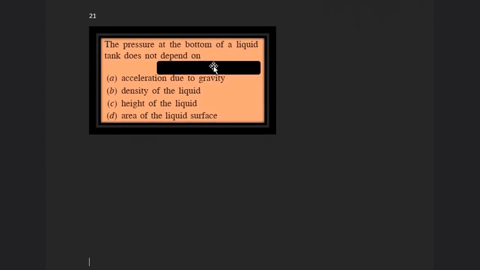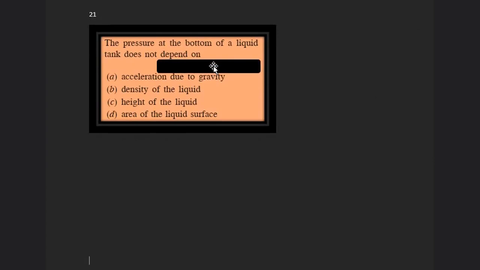Moving into question number 21 now. The pressure at the bottom of a liquid tank does not depend on, yes, think of the equation. P equals h rho g: h is the height of the liquid, rho is the density of the liquid, g is acceleration due to gravity. You can see from here that the area of the liquid surface does not appear, so the answer we are looking for is the area.